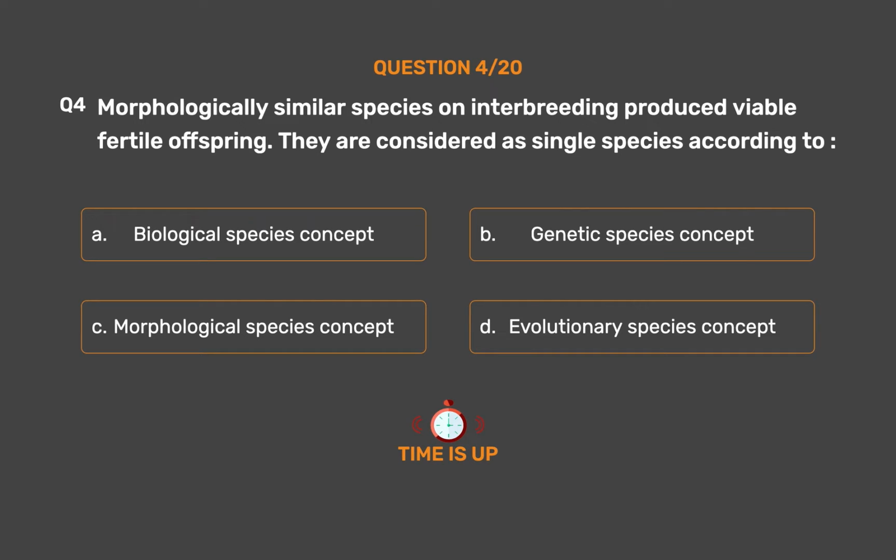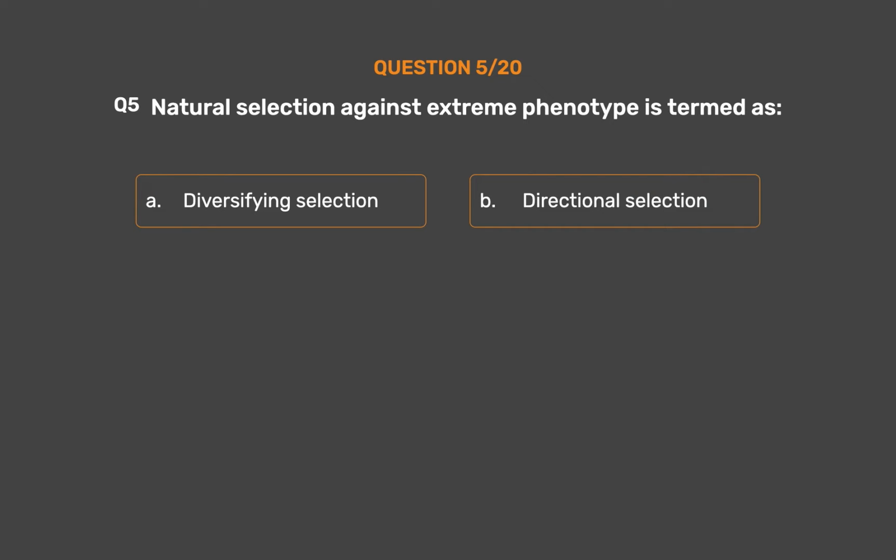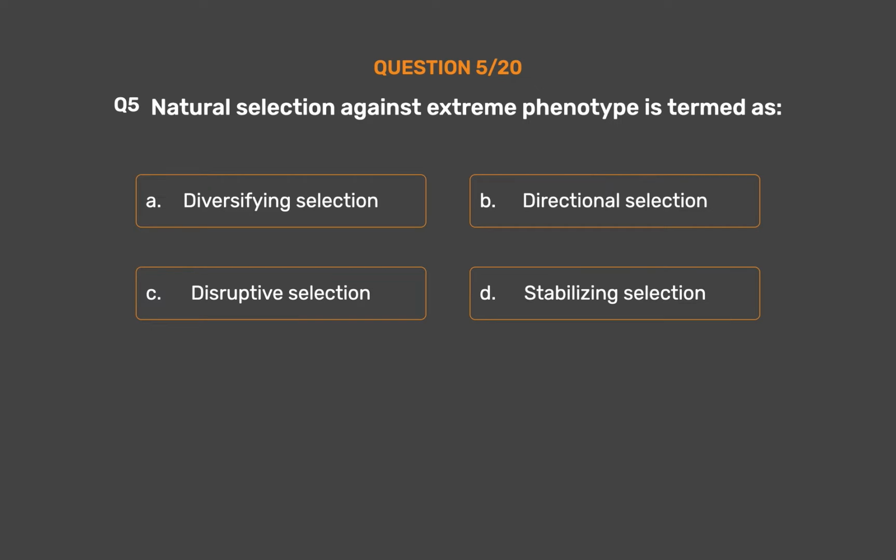The correct answer is Option A. Biological species concept. Question number 5. Natural selection against extreme phenotype is termed as Option A. Diversifying selection. Option B. Directional selection. Option C. Disruptive selection. Option D. Stabilizing selection.